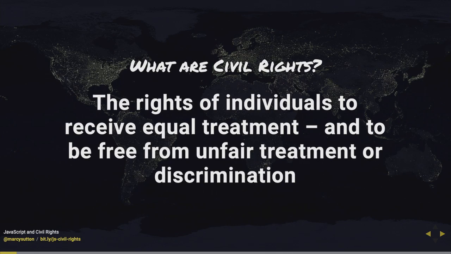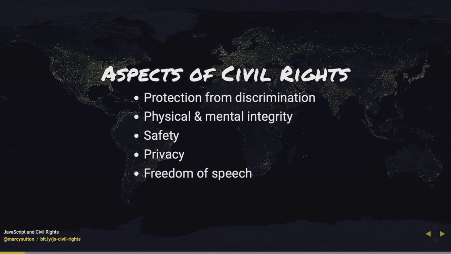So what are civil rights? They're the rights of individuals to receive equal treatment and to be free from unfair treatment or discrimination. Some aspects of civil rights include protection from discrimination, physical and mental integrity, safety, privacy, and the most slippery of them all, freedom of speech.